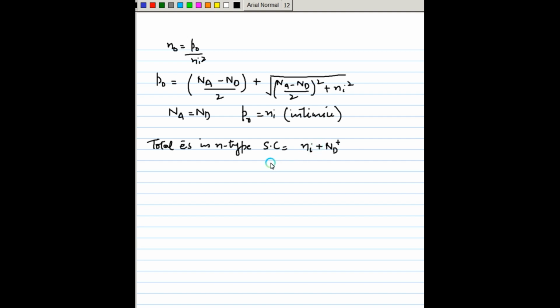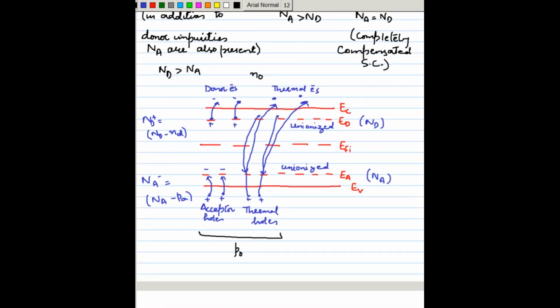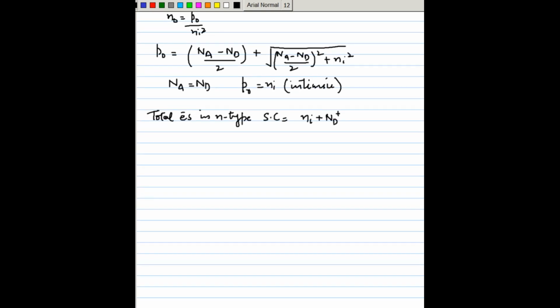But this is not actually the case, because what may happen is that the electrons present in the donor states may, suppose we have an electron here, and suppose we have a thermal hole generated here which has already contributed an electron. So maybe this electron falls to this level to annihilate the hole. So the concentration is lesser than this.